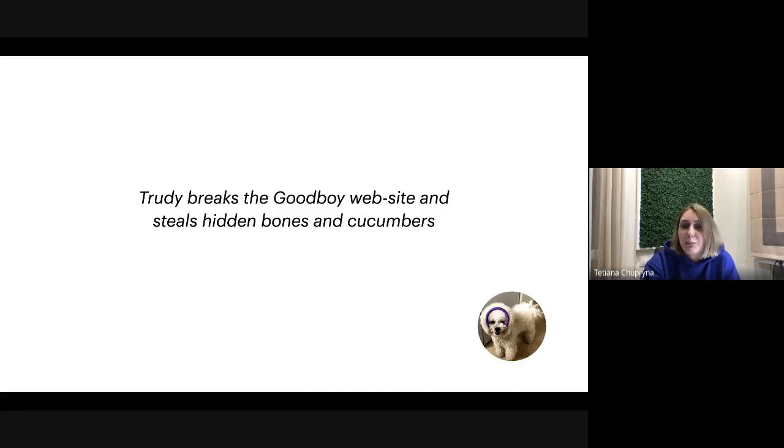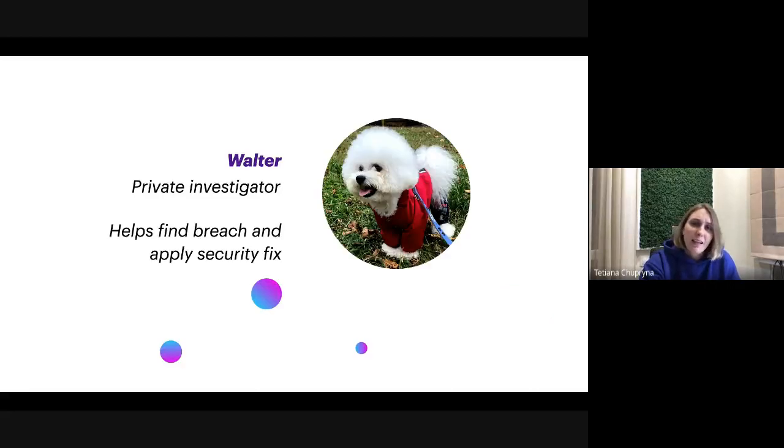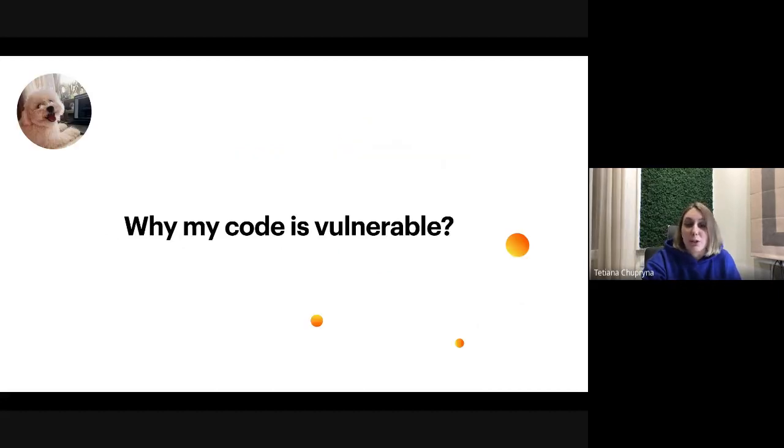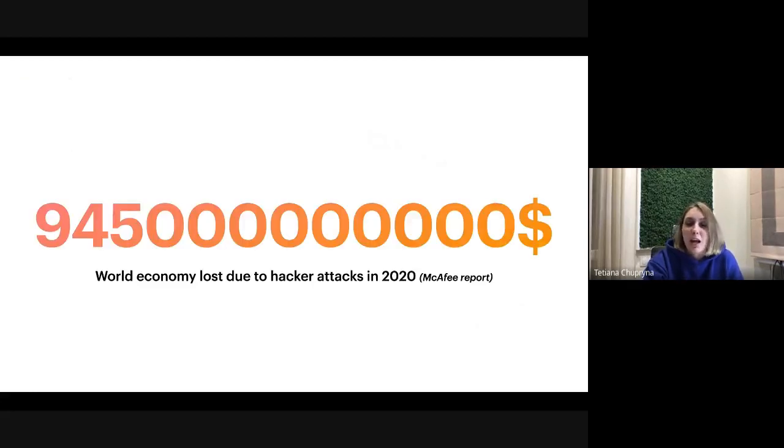Everyone is really sad about it. Alice and her team lost their credibility. Bob lost all his cucumbers. So this is a disaster. Alice hired Walter, who is a private investigator and security specialist, and he should help find the breach and apply a security fix. And Alice asked Walter one question: why is my code really vulnerable? And she is not alone in this question.